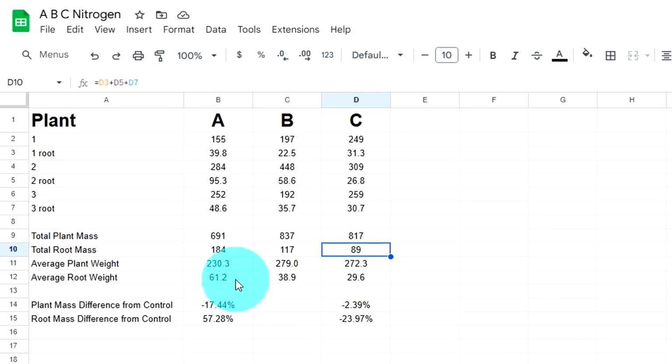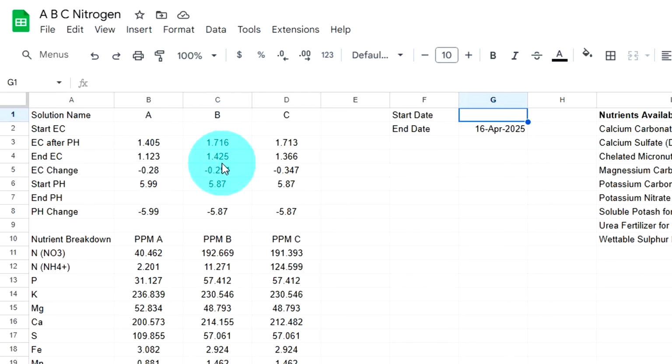Now the average root weight is 61.2 for the A pail, 38.9 for the B set there, and 29.6 for the C set. The only thing I can equate that to is a nutrient imbalance. There was maybe some nutrient lockout occurring in the B and C pail, or those plants just favor other nutrients that were in a higher quantity for the set and that got the larger growth on their roots. Totally possible. The other thing we'll take a look at here is the final EC before and after.